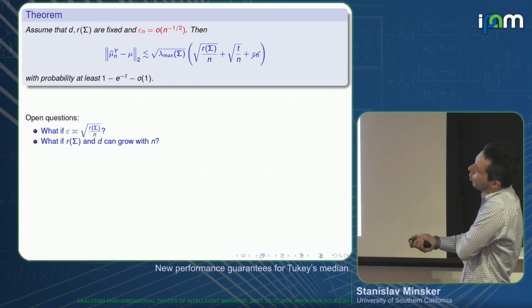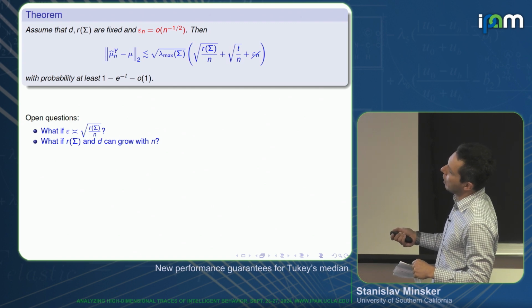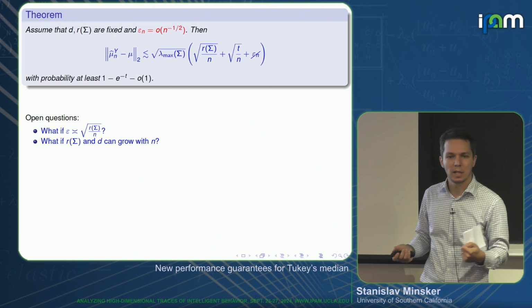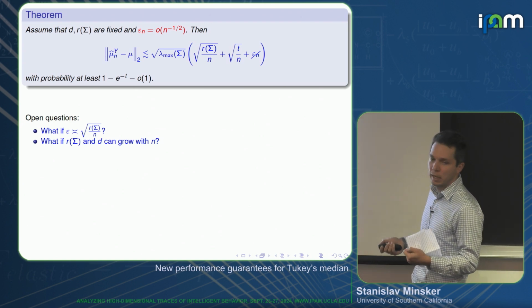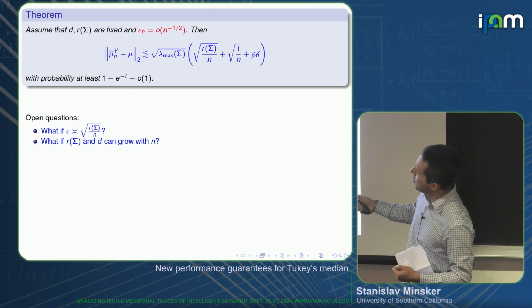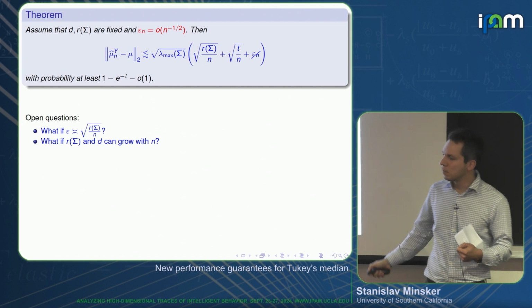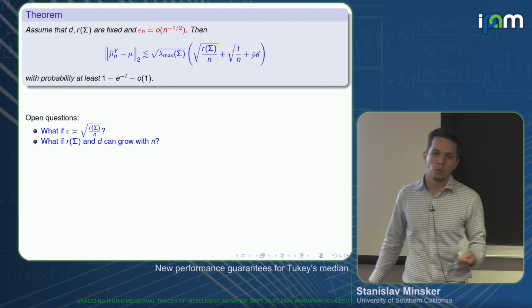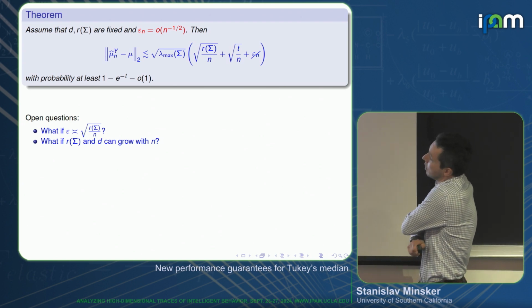And second, what if the effective rank and the ambient dimension can grow with the sample size, if we consider this type of framework? In this case, it is also absolutely not clear what is going to happen, because the small o of 1 term hides dependence on these two quantities. So if I let them grow with n, then this might not be small o of 1 anymore. So this is something that we also don't understand.